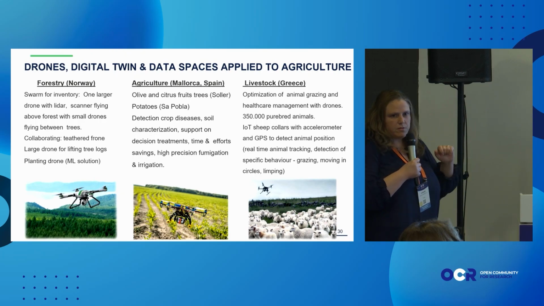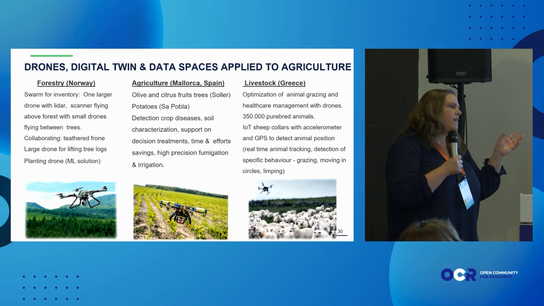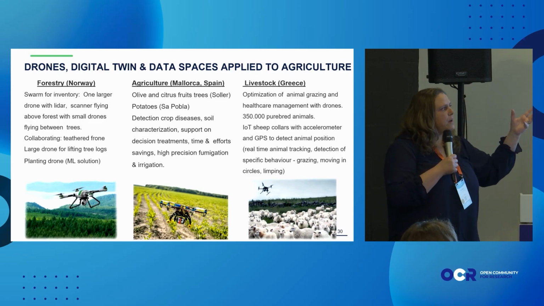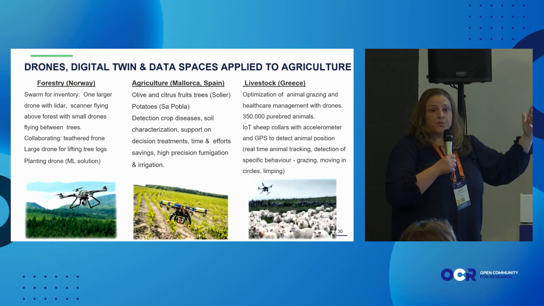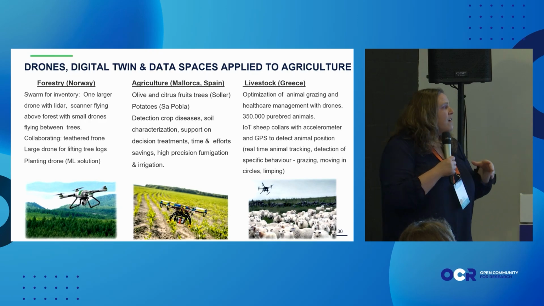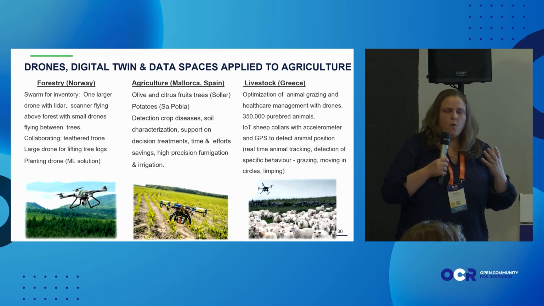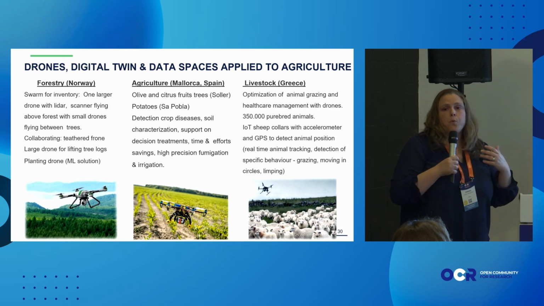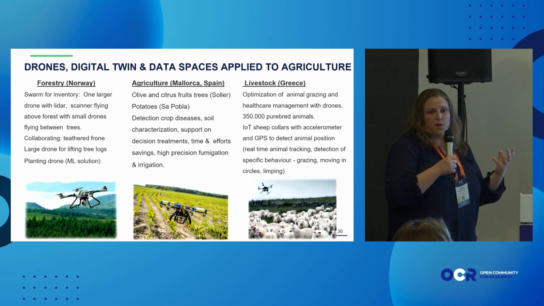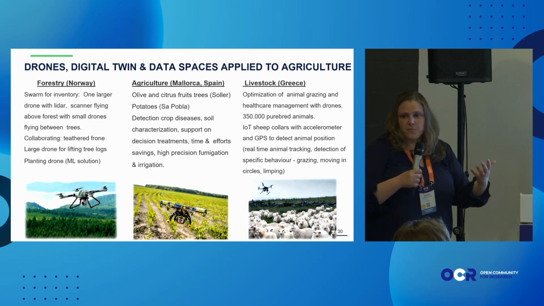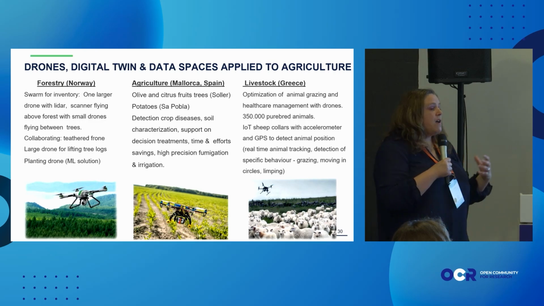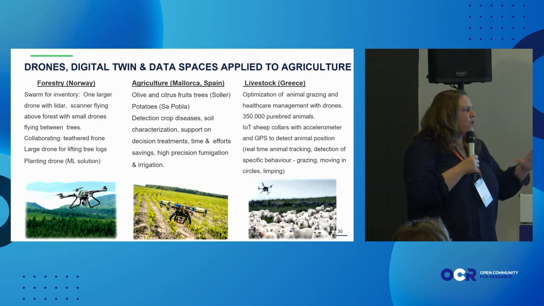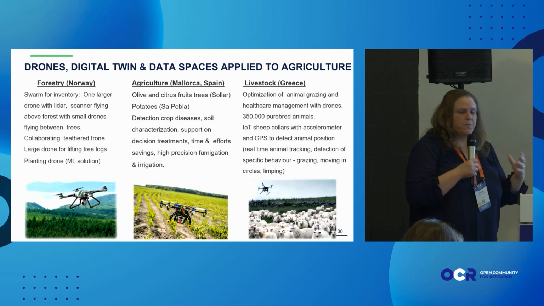Then we have the agriculture one in Mallorca, Spain, in 2 places, one in Sóller and another in Sa Pobla. So we have different types of plants, because in the first one we have olive and citrus fruit trees. The other one is potatoes. And this is to use the drones for crop disease detection and soil characterization, to support decision making for the end users, who could be the farmers, the agriculturalists, and the cooperatives, on which treatment to do, and to save effort, time, and money. And of course, this is high precision agriculture, we can say, for fumigation and irrigation using the drones.